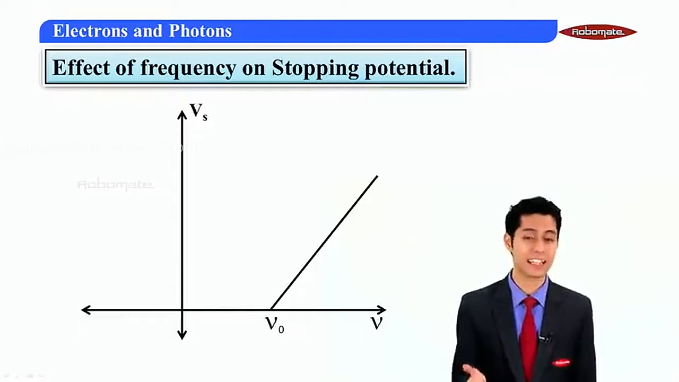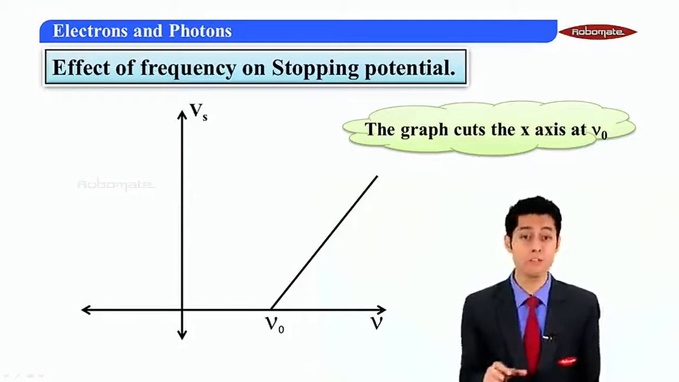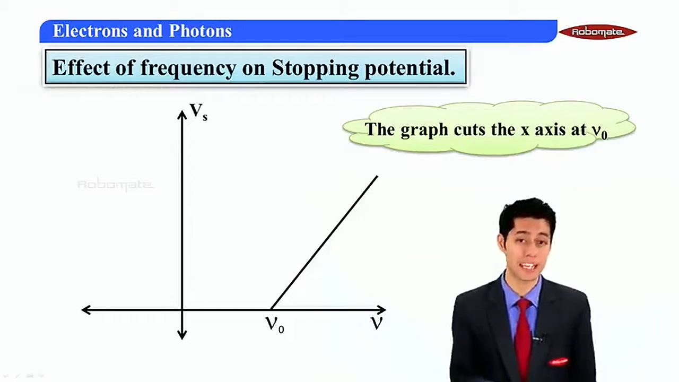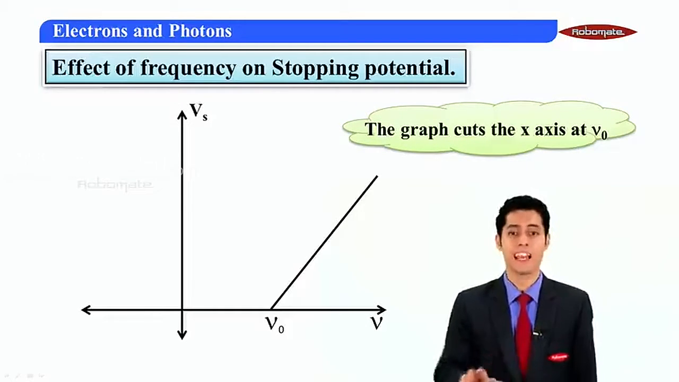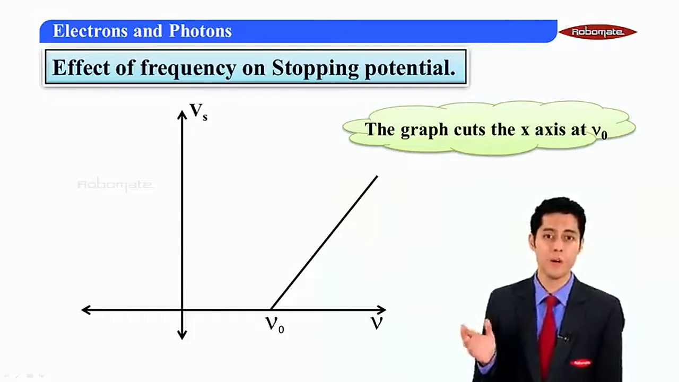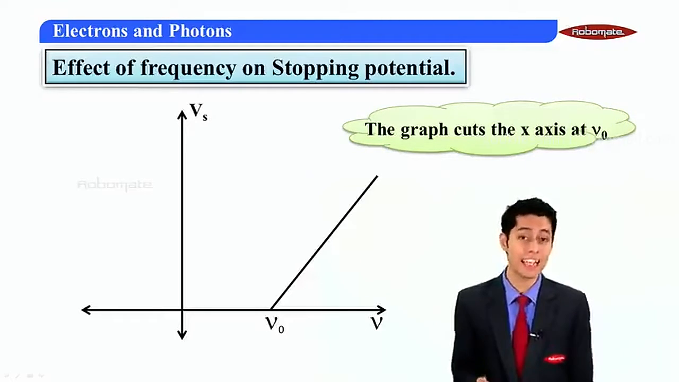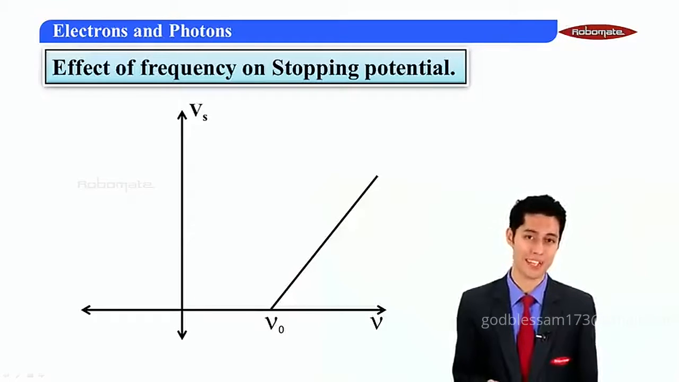Again we are getting a graph which cuts the x-axis at nu naught. Why? Because we know for less frequency we will not have photoelectric emission taking place, and hence we will not have any stopping potential. So students, from this whole module we studied the effect of frequency on kinetic energy maximum and the effect of frequency on stopping potential.